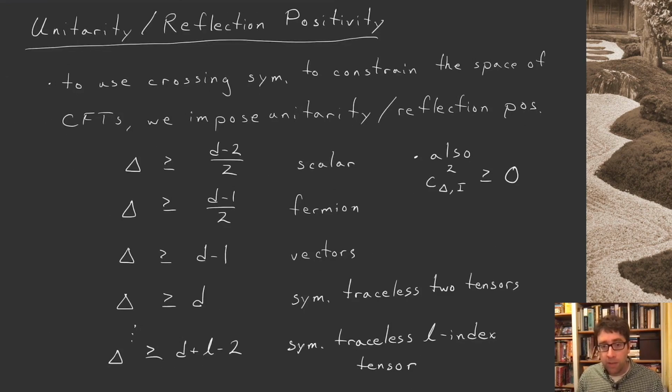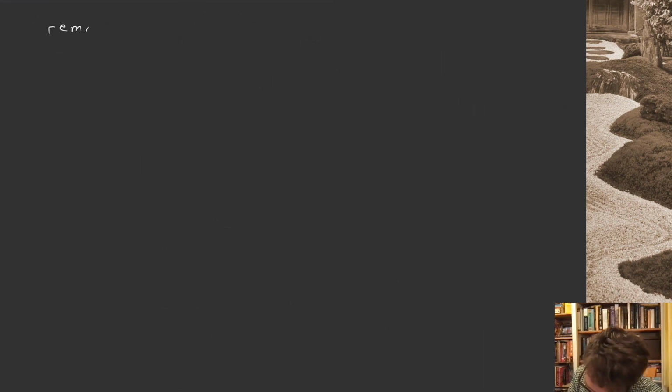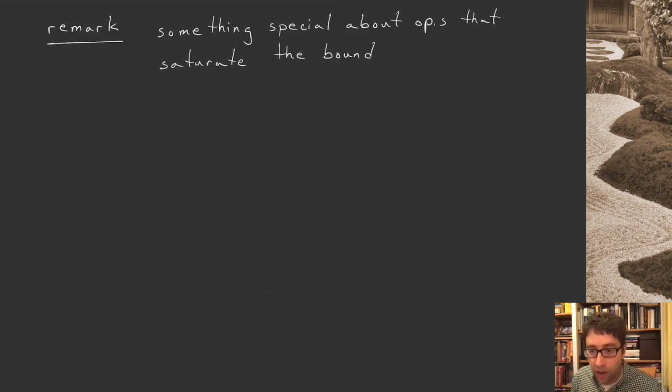So for the remainder of this lecture, I'd like to explain a little bit where these bounds come from. Let's look at this list to start out with. I want to make a remark about this list. There's something special about the operators that saturate the bound. What are those operators? Well, we've seen examples of all of them, actually. The free scalar saturates the bound for scalars. The free fermion saturates the bound for fermions. I believe we saw this in the first lecture of this whole module.